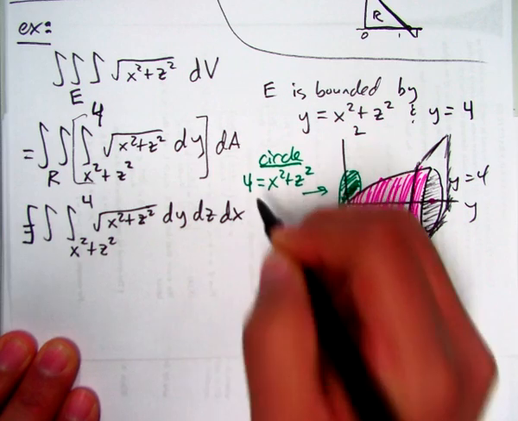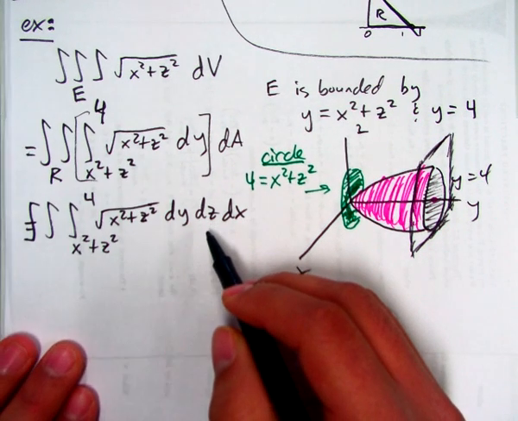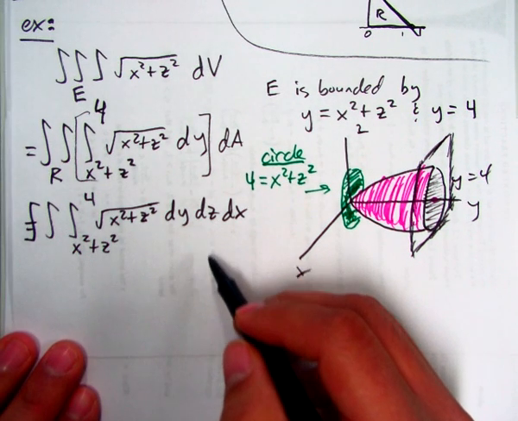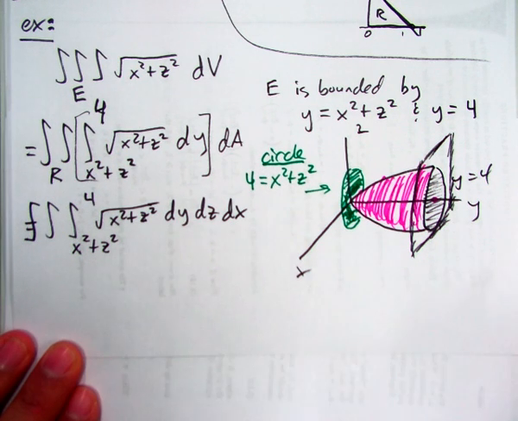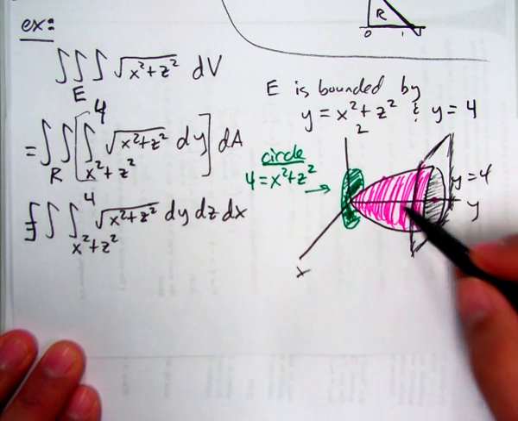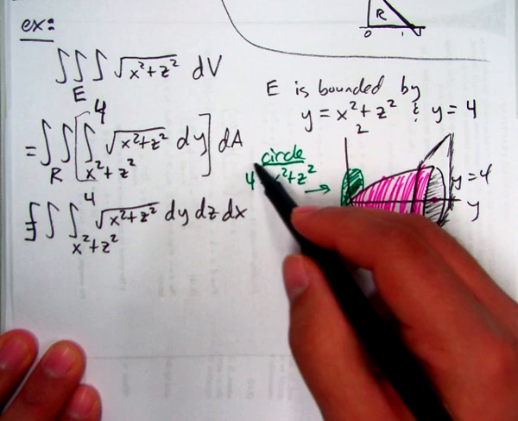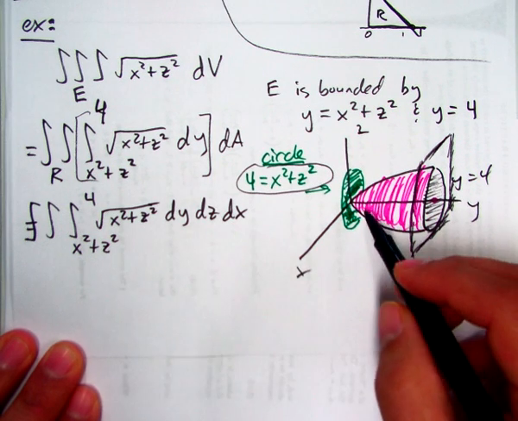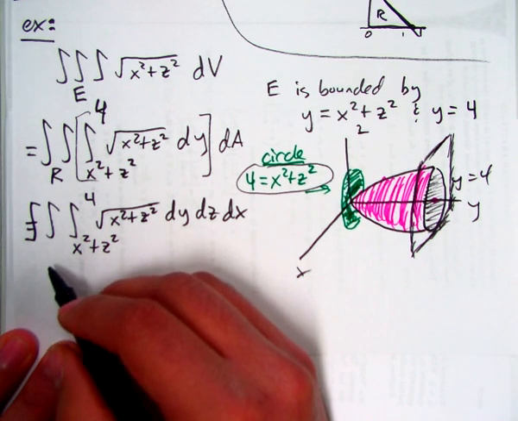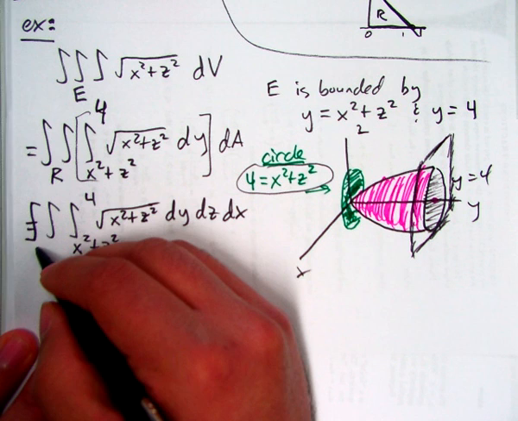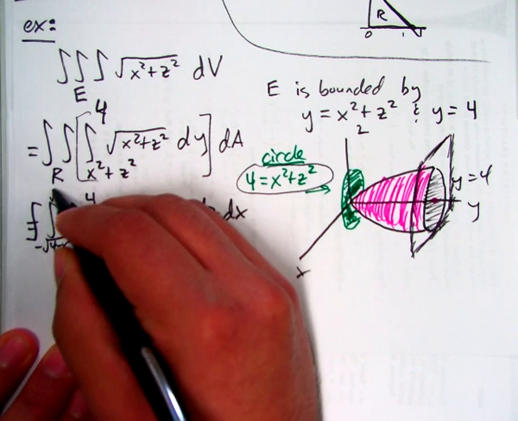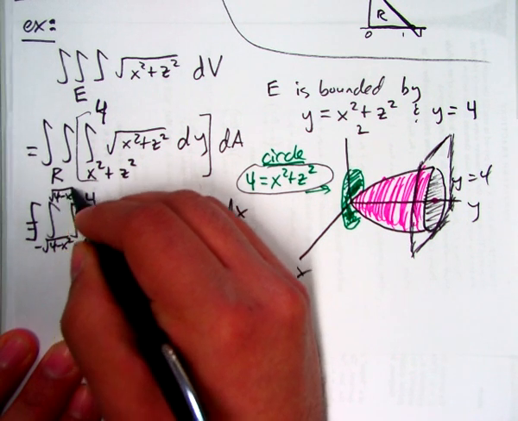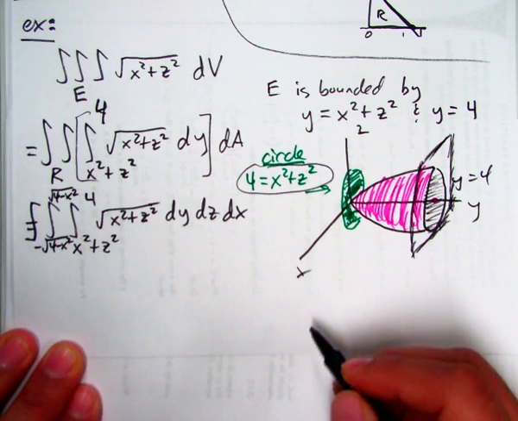So if we're going to go z, z equals root x, 1 minus x. There you go. So the lower bound would be the negative root of 4 minus x squared, and the upper bound the positive root of 4 minus x squared. Why is this so ugly? How are we supposed to do this? x goes from negative 2 to 2.